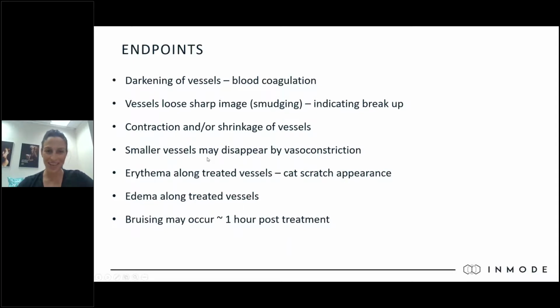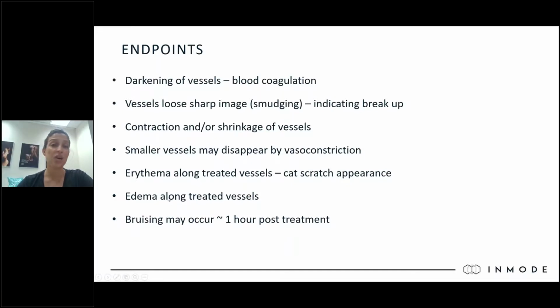Something that we very commonly see is vasoconstriction and disappearance. This is something that we see for the small ones, mainly the telangiectasias around the nose. You can see that very nicely. So vessels may just disappear completely due to vasoconstriction. These are nice, yeah, because it's like magic. But it's not always happening, and we should be ready for the other responses as well.